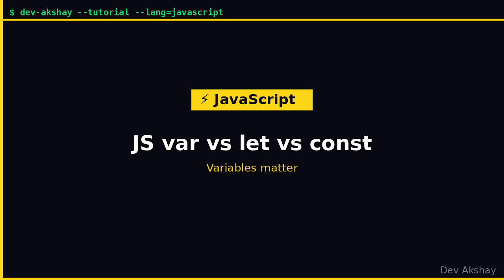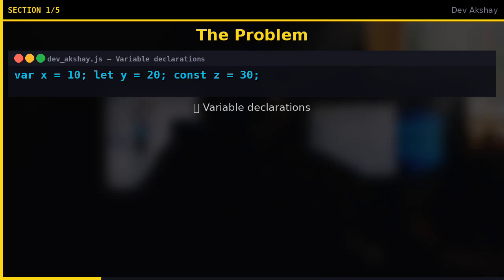Today we are covering var, let, and const in JavaScript, essential for any project. Now let's talk about variables in JavaScript. We need to understand how to declare them. Watch what happens when we don't use the right keyword. Here's where most people get confused. Did you notice that JavaScript has different ways to declare variables?